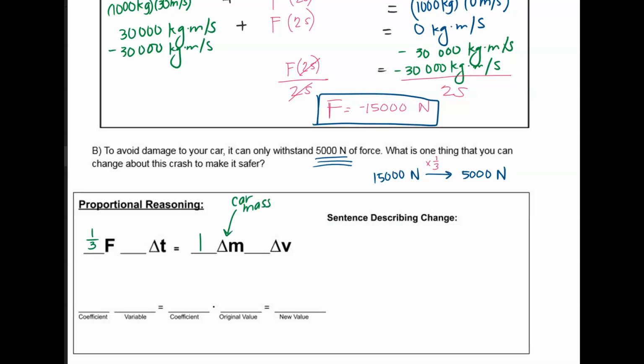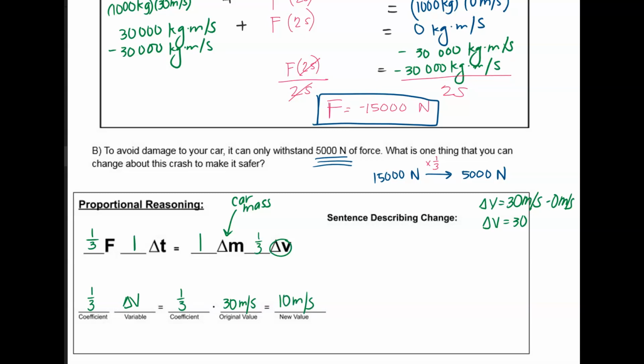The time of the crash we can't really change right now, or I guess we can, but there's two things. So if we don't change the time of the crash, then what we can do is decrease the change in velocity. So the change in velocity is what we started off with at 30 meters per second coming to rest, and so our change in velocity is 30. Okay, so we can decrease that by a third. And we'll get 10 meters per second.